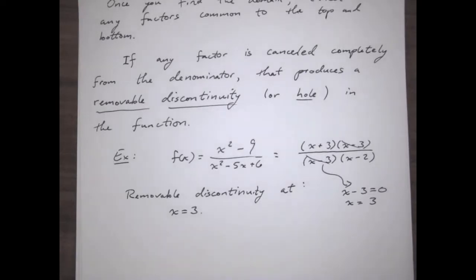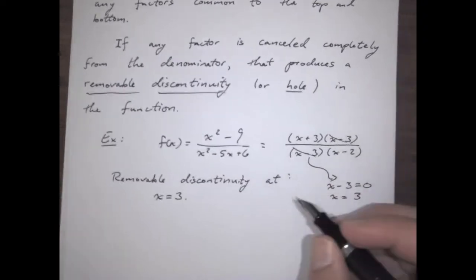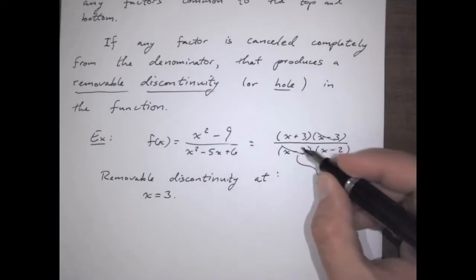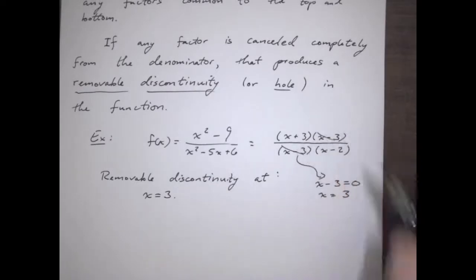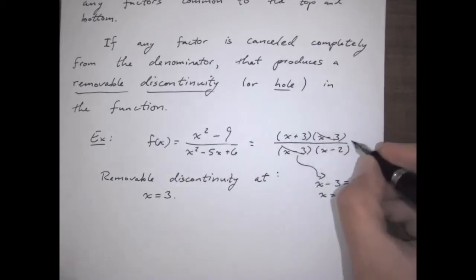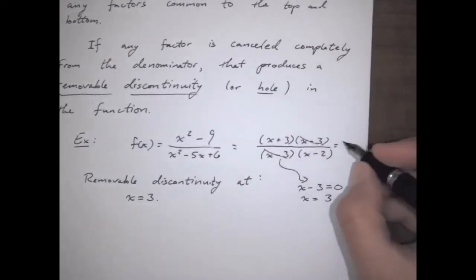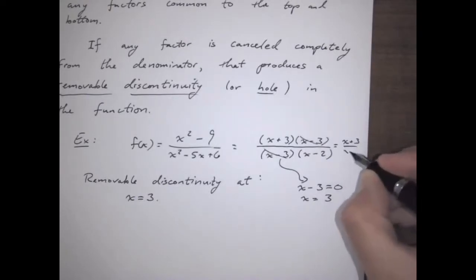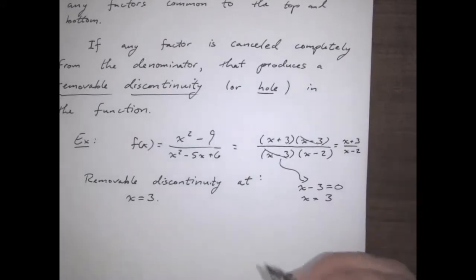And the reason why this is called a removable discontinuity is that once you have done the cancellation, all of a sudden the value that you couldn't have put in there before can now be put in there. So what you would do is take the function that is produced, and you can now plug in what used to be a forbidden value. And that's why it's called a removable discontinuity.